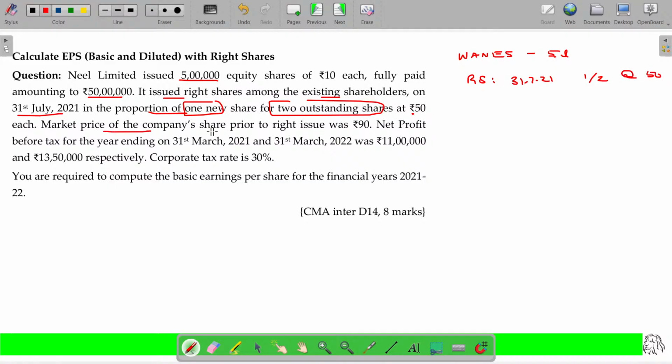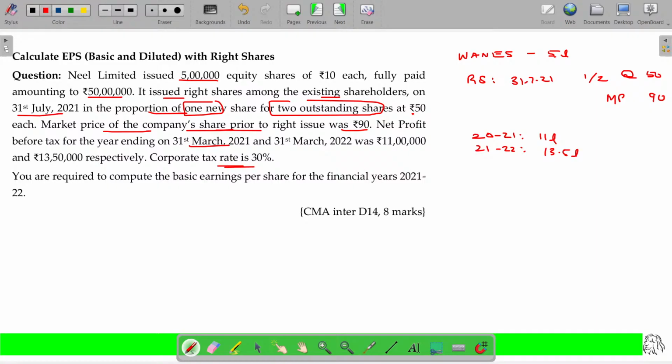But the market price of the company share prior to the right issue is ₹90. So right shares will have two components: one is issue of shares for cash, another component is the bonus shares. A ₹90 share issued for ₹50 means ₹50 is issue of shares, and the other ₹40 is considered as bonus share. I am going to consider only the bonus component. Net profit before tax for 2021 and 21-22 is 11 lakhs and 13.5 lakhs.